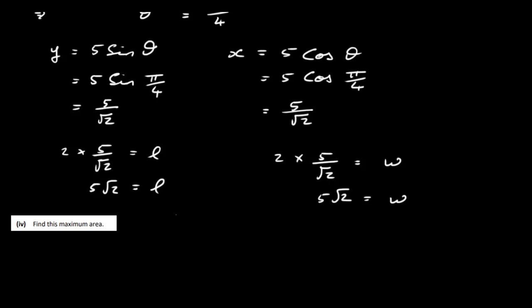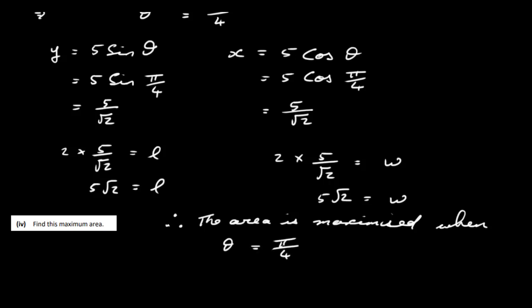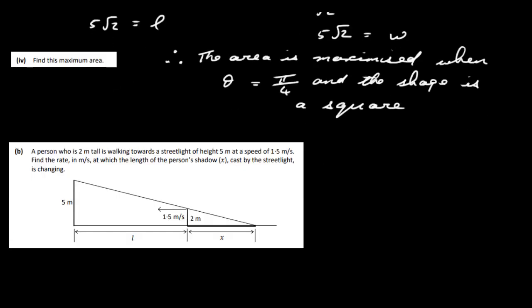So therefore I can say the area is maximized when theta is pi over 4 and the shape is a square. Okay, so let's have a look at the next section.